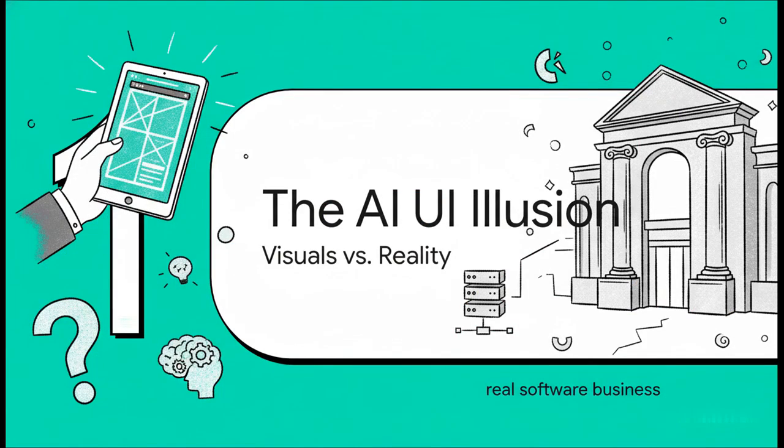And this really gets to the heart of it, what I like to call the AI UI illusion. Look, with the tools we have now, you can spit out an amazing-looking interface in literally minutes. But you've got to remember what it is. It's a visual shell. It's like a movie set facade. Looks great from the front, but there's nothing behind it. It's not a real business, at least not yet.